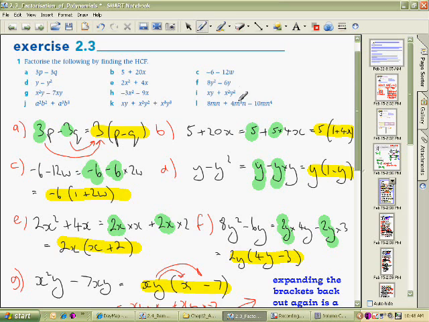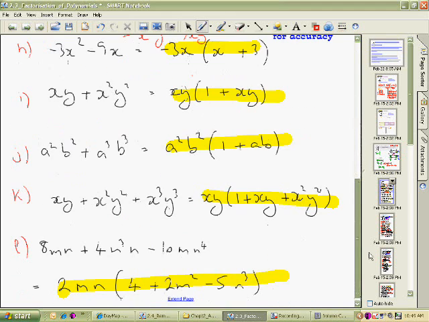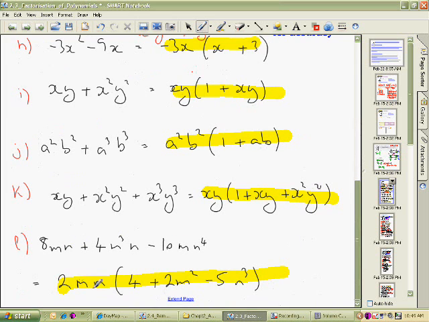There's an m in every one of them, and the lowest is this one here, m to the power of 1, so that will be the common factor. And the same with the n's. So it's going to be 2mn that you're going to pull out the front, and whatever's left. So here's that problem worked out, 2mn out the front, and 4 times that gives you 8mn. 2m squared times this gives you this, and so on.